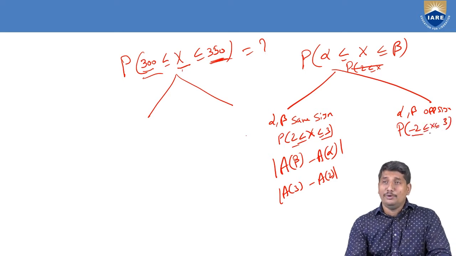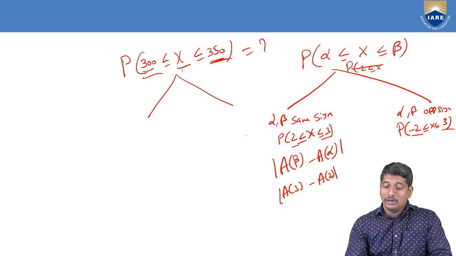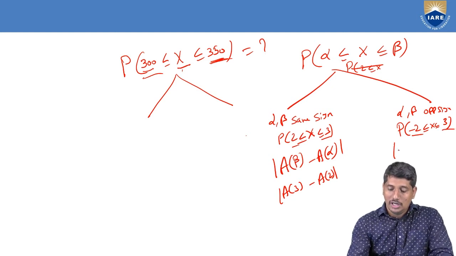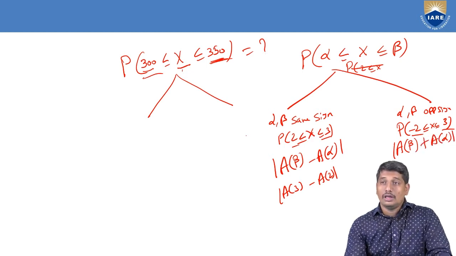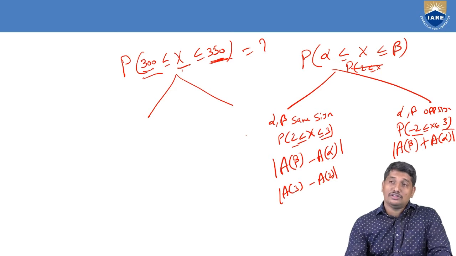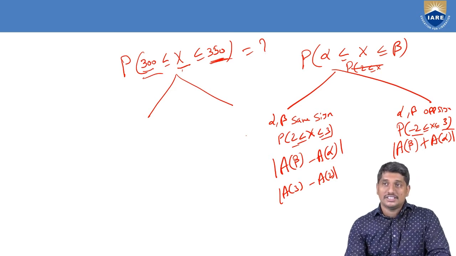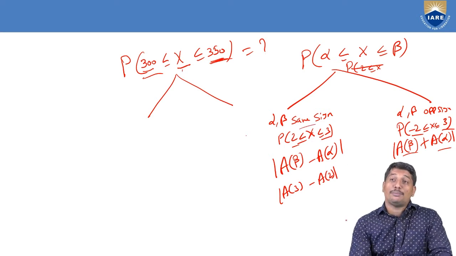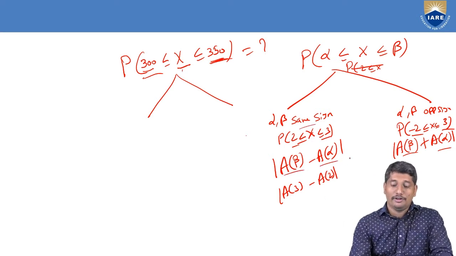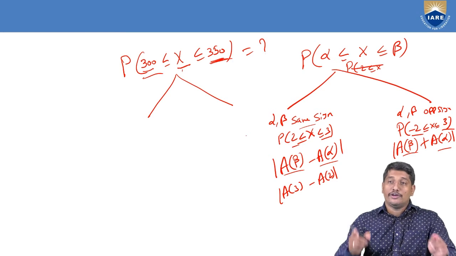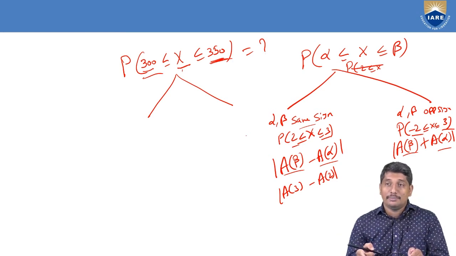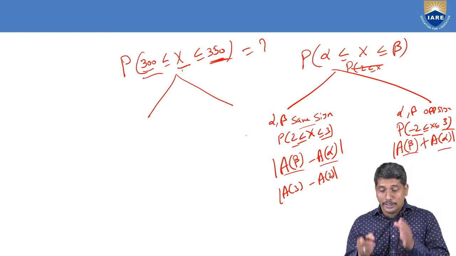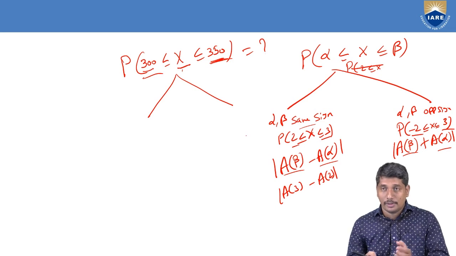You see, this is a negative number and this is a positive number. Then we'll use the formula: area of upper limit plus area of lower limit. That means when the signs are opposite, we have to add the areas, upper limit area and lower limit area. When the signs are the same, we have to subtract the areas, upper limit area minus lower limit area. And in both cases, we have to apply modulus to make the area positive, because area is always positive. That is why we have to apply modulus.